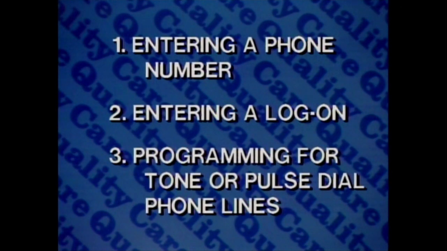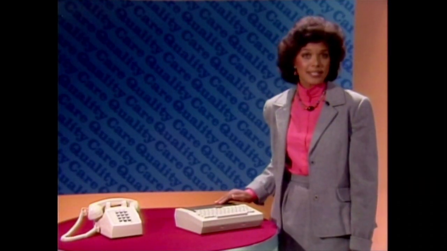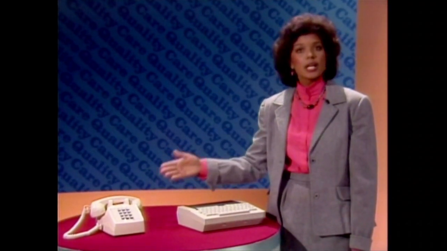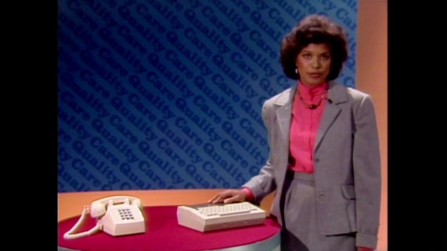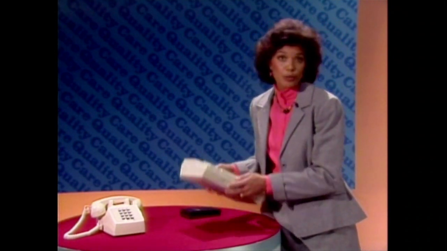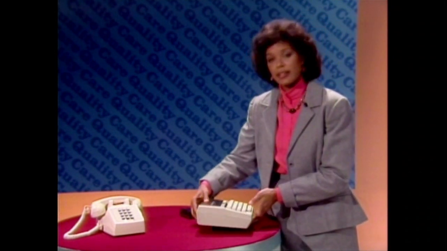Our video presentation, as well as the material in the OASIS manual, is organized into 3 sections: entering a phone number, entering a log-on, and programming for tone or pulse dial phone lines. The terminal does not have to be connected to the phone to program the auto access cartridge. You can move the terminal to wherever the video disc player is located.